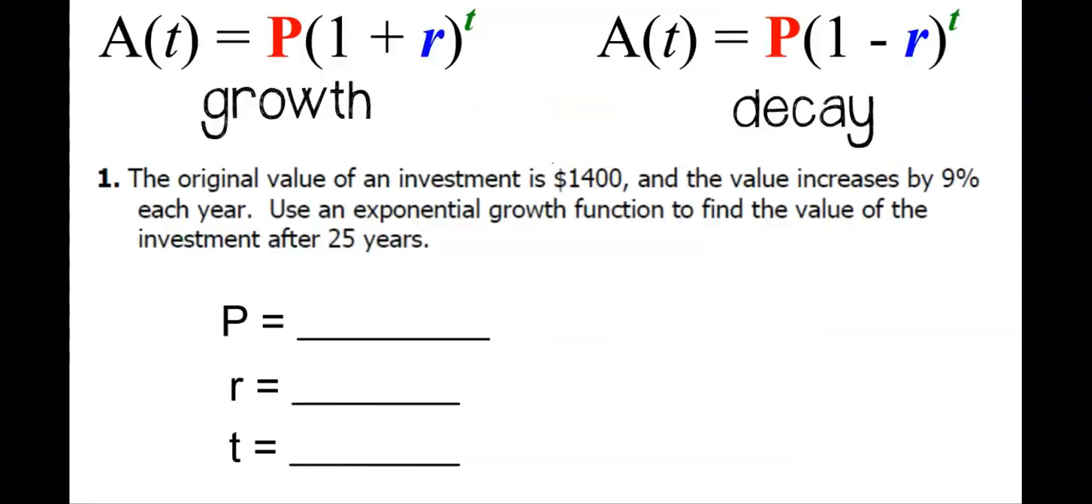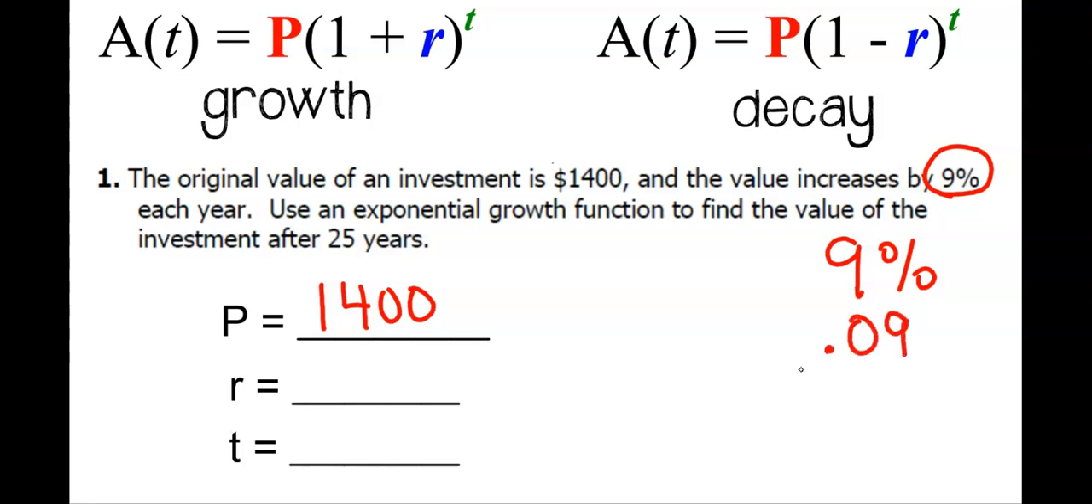Let's take a look at an example. The original value of an investment is $1,400. We call that the initial value, also known as the principal. The value increases by 9%. Now, a rate cannot include the percent sign. So if it cannot include the percent sign, then we need to take this value and write it as a decimal, 9/100ths, or 0.09. So that is our actual R value, not the digit 9 with a percent sign.